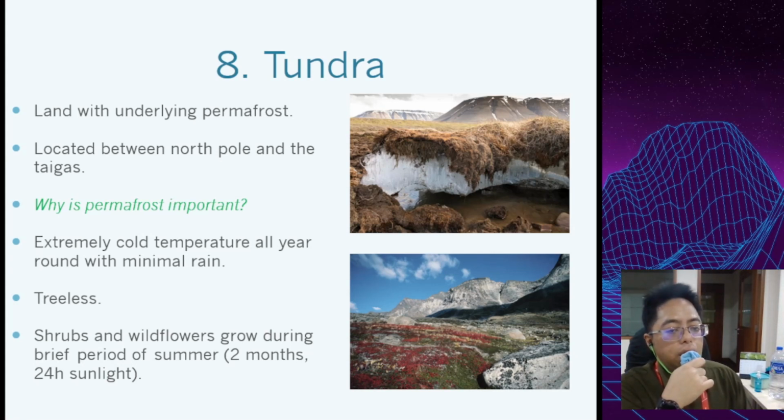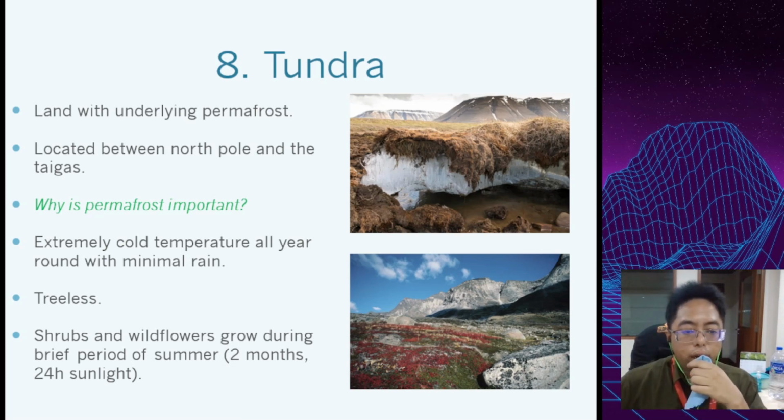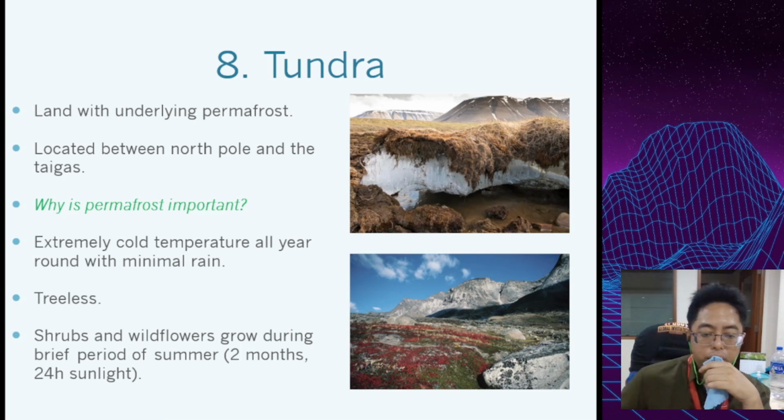Number 8, tundra. It is the land with underlying permafrost. It is located between the North Pole and the taigas. So why is permafrost important? Because permafrost makes the ground watertight and maintains the vast network of wetlands and lakes across the Arctic tundra. And also, it has acted as a carbon sink for thousands of years. If it melts, if it thaws, it could release large amounts of CO2 gas, meaning that global warming will become worse. So we should not let it melt.